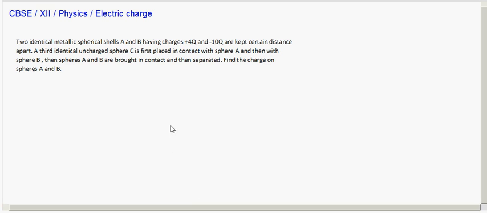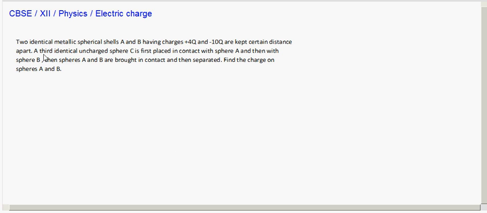Here is a very interesting problem based on charge redistribution. Let us read out the problem. Two identical metallic spherical shells A and B having charges plus 4q and minus 10q are kept certain distance apart.